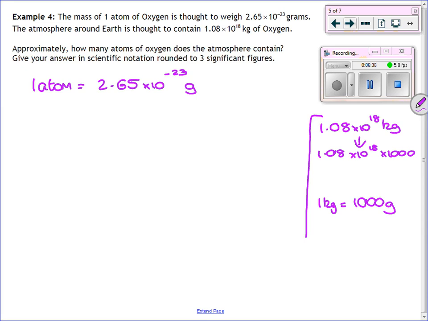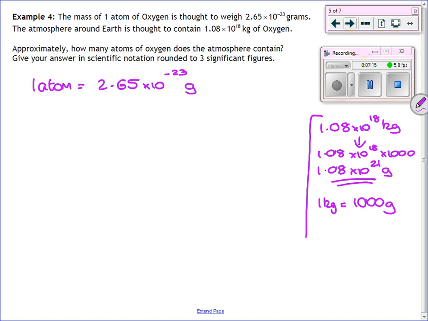So that would give me 1.08 times 10 to the power 18 times 1,000, which is going to give me 1.08 times 10 to the power of 21 grams. So in our atmosphere, there's approximately that many grams of oxygen. I now want to work out, well, if I know what one atom weighs, how can I work out how many atoms there are in the whole atmosphere if I know the total weight?